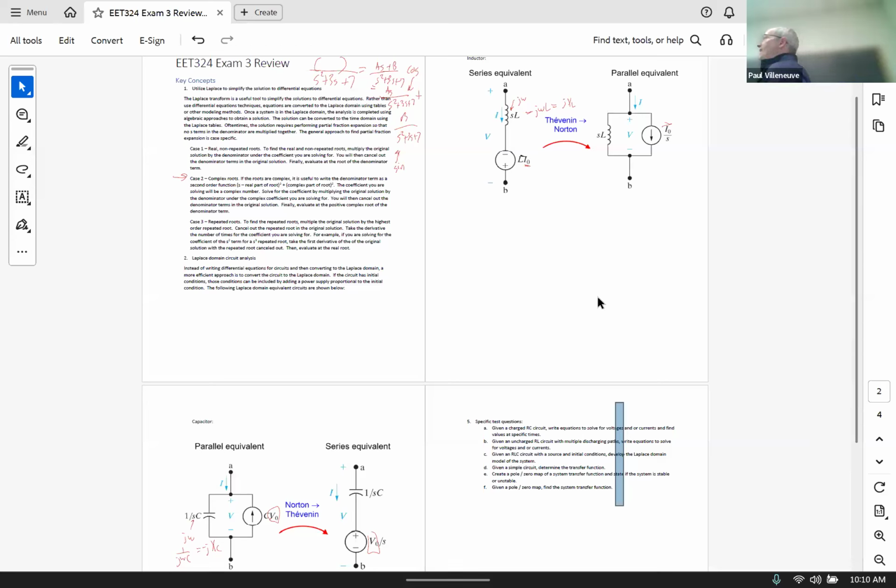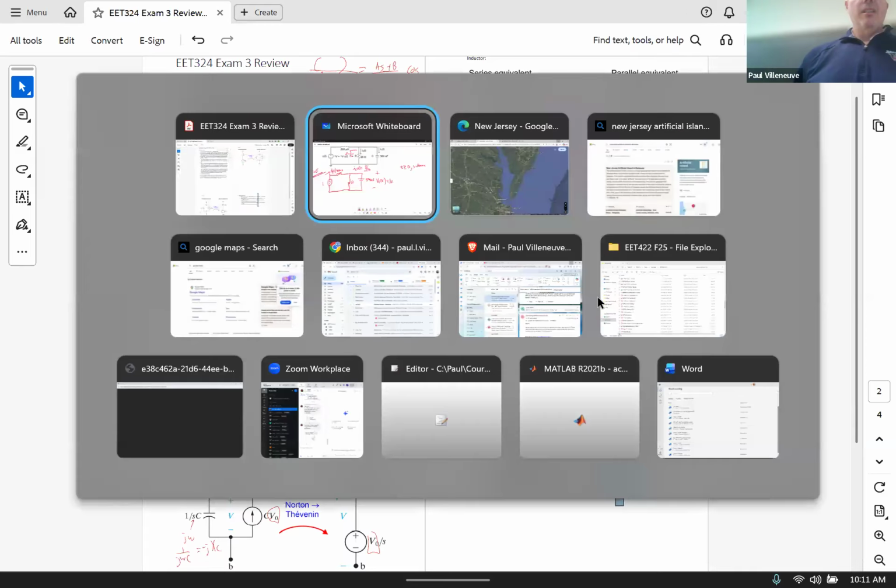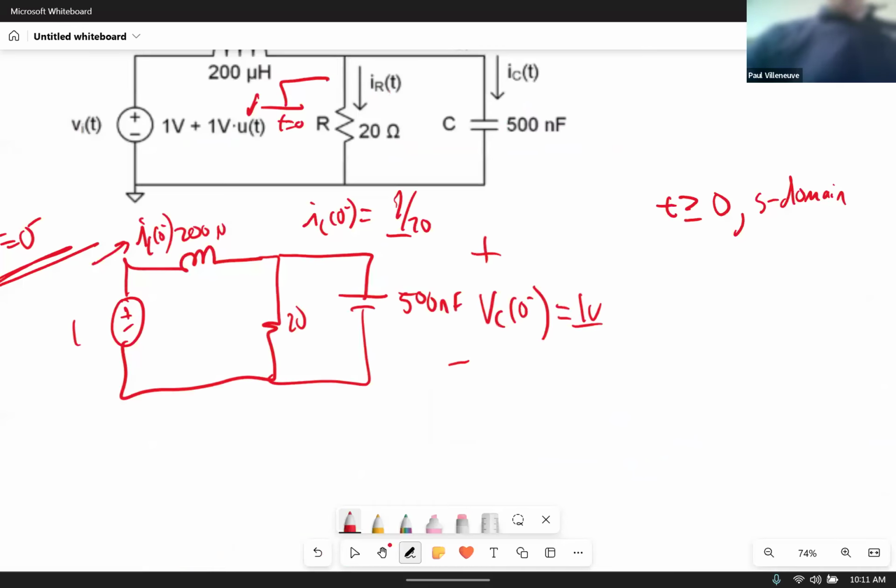So you have an inductor and a capacitor. So you've got to use Laplace, right? Because it's not a first order circuit. So draw your circuits. And what I'm looking for is I want to know what VC of T equals.